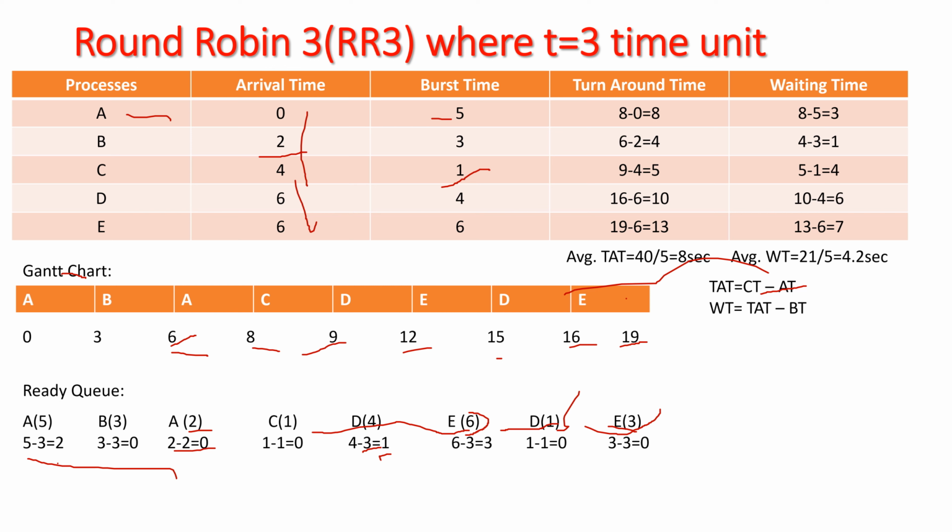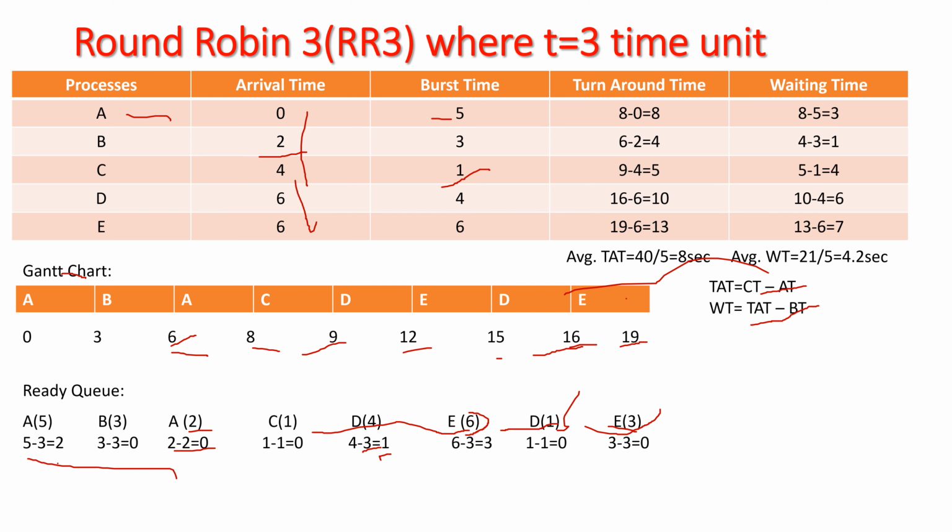Completion time for process D is 16 and its arrival time is 6, 16 minus 6 is 10. Then the completion time for E is 19 and its arrival time is 6, so 19 minus 6 is 13. The summation divided by the number of processes gives the average turnaround time, which is coming 8. Then waiting time is turnaround time minus burst time.